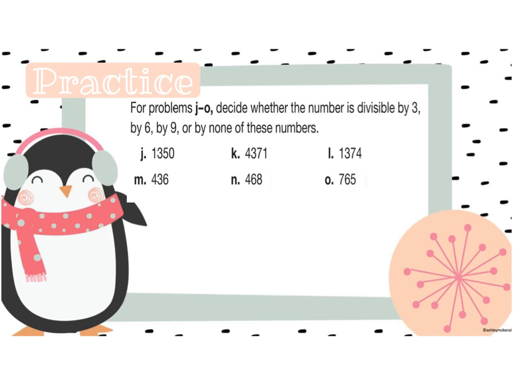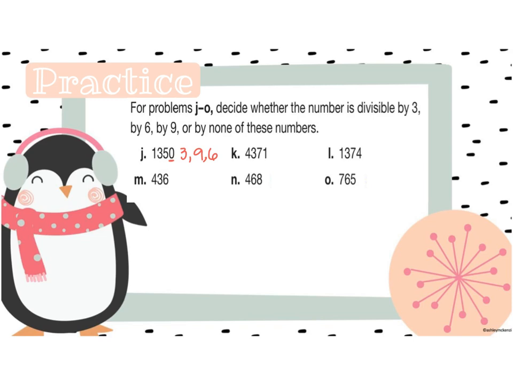Okay, what did we think about J? It can only do 3 and 9. Okay, if I add up each one of these digits, 1 plus 3 is 4, plus 5 is 9, plus 0 is 9. Okay, 9 can be divided by 3 and 9. Is 0 considered an even number here? So it can be divided by 2 also. So I know that because it can be divided by 3 and 2, it's also divisible by 6.